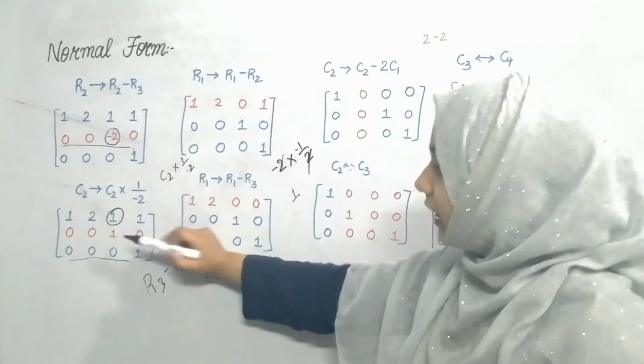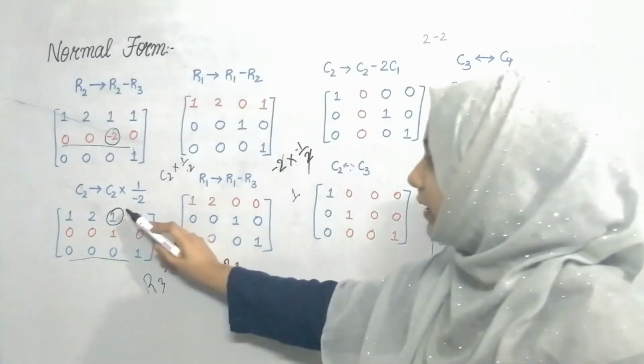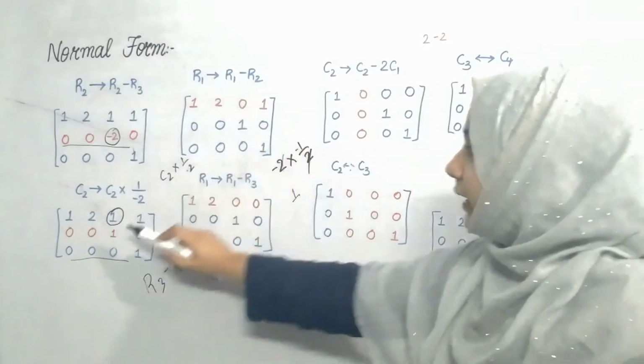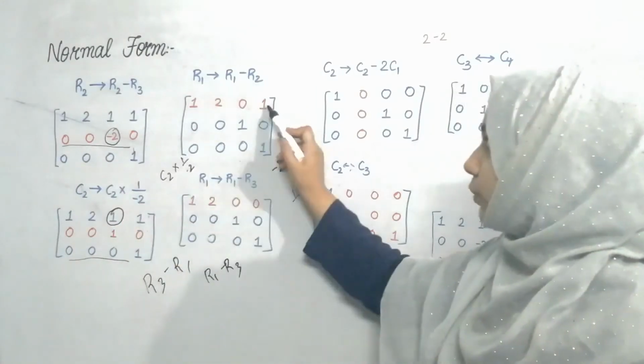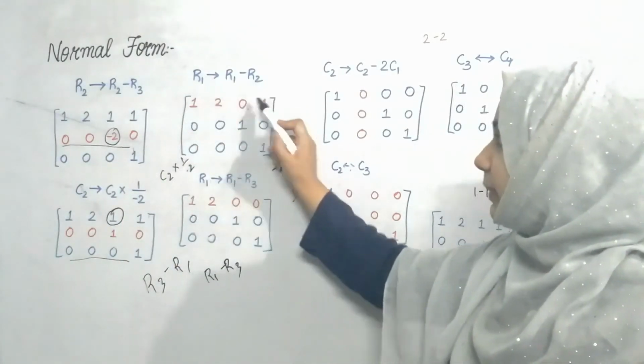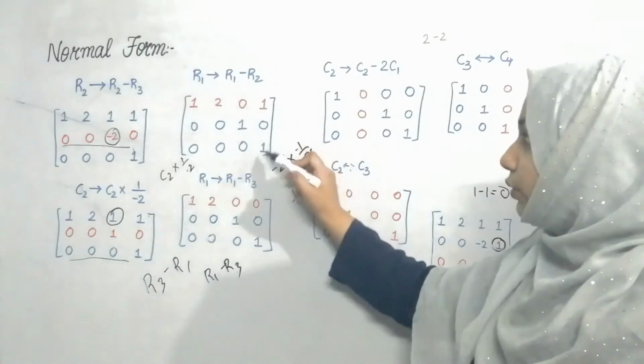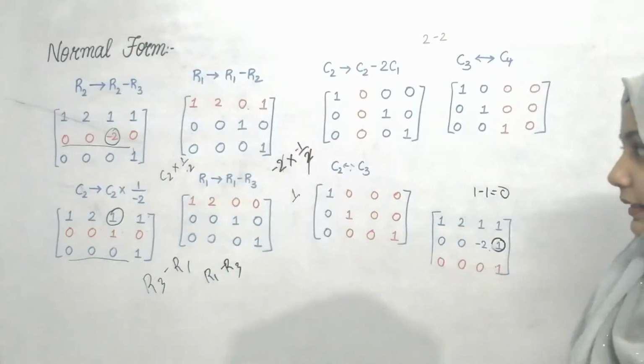R1 minus R2. Right? So 1 minus 1 will be 0. 2 minus 0 is 2. 1 minus 0 is 1. 1 minus 0 is 1. These three terms will be as it is. This will be 0. And row 2 and row 3 will be untouched as it is.